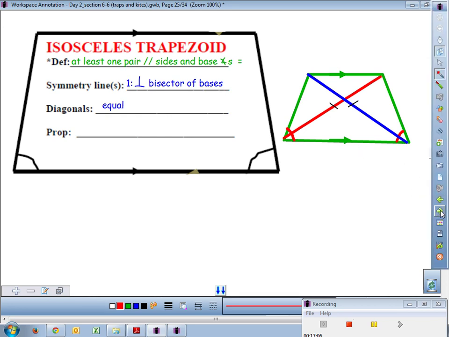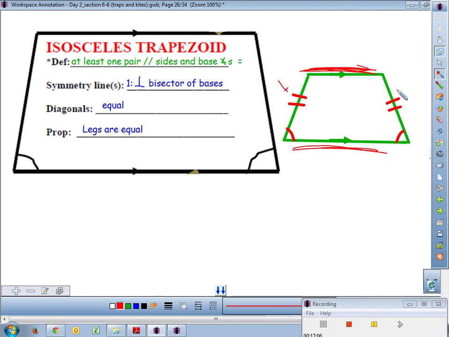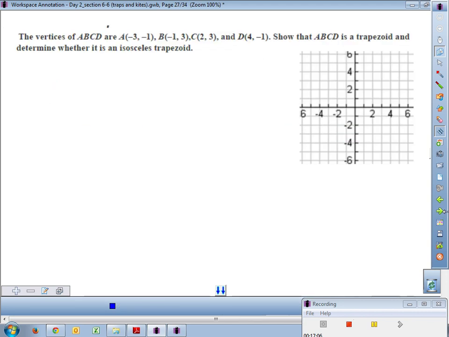And then the property that we know is that these legs are equal. If these guys are called the bases, then these other 2 sides right here are called the legs. And based off the symmetry line, again, obviously those 2 have to be the same. So we just kind of write that as a special property, that the legs are equal in an isosceles trapezoid. So back to our worksheet, and we're going to skip this first problem.